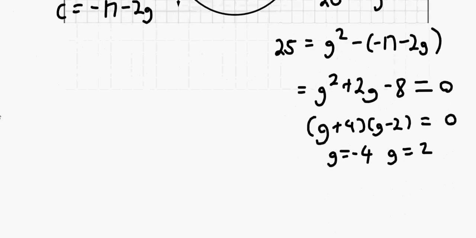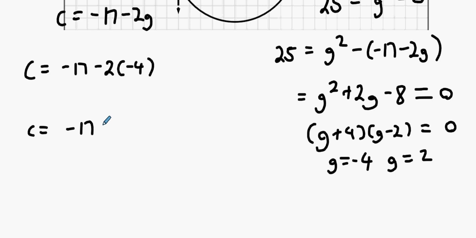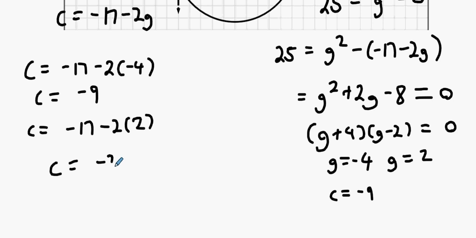Alright. Now, what about the c value? c equals minus 17 minus 2 times minus 4, and c equals minus 17 minus 2 times 2. So what are the two c values? Is that minus 9, is it? And the other c value? Minus 21. Alright. Now we've got to sub it in here.